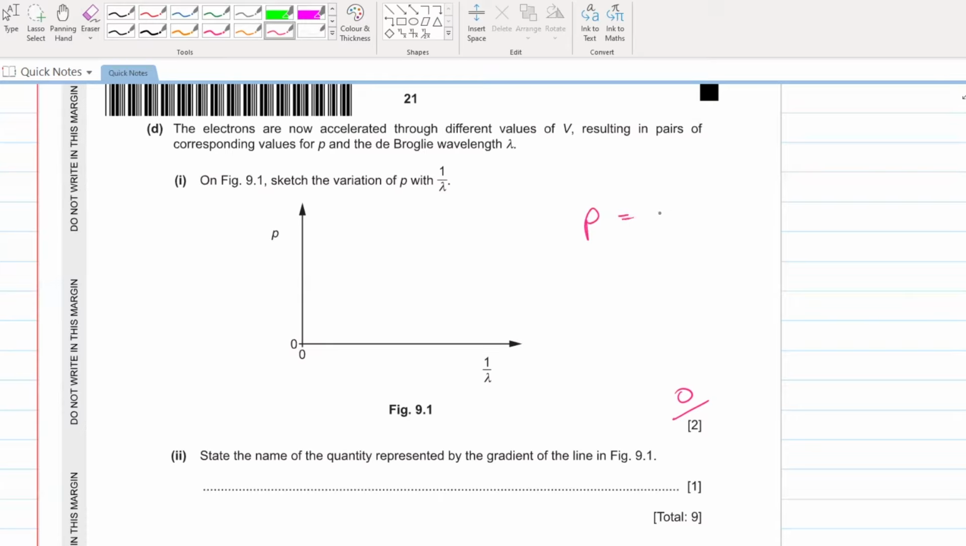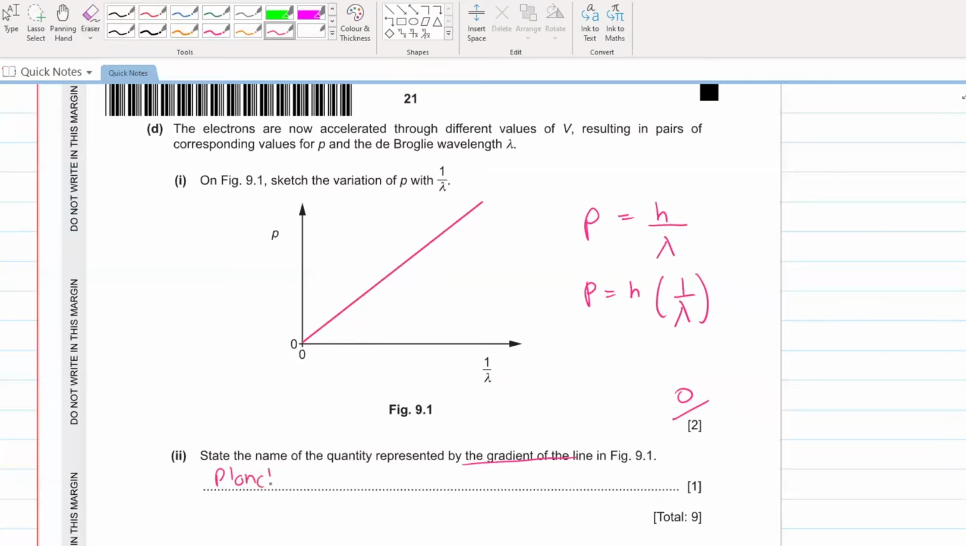Momentum is what? If I do it like this and then separate the terms, momentum and 1 over lambda are directly proportional, not inversely proportional. You will have a graph that is passing through the origin like this. Perfect. State the name of the quantity represented by the gradient of this graph.